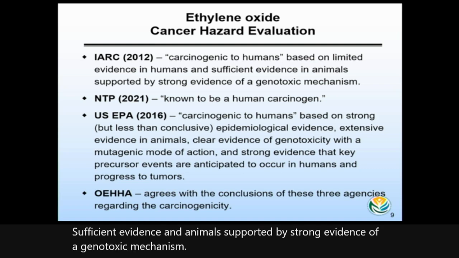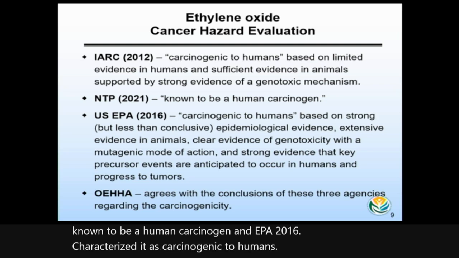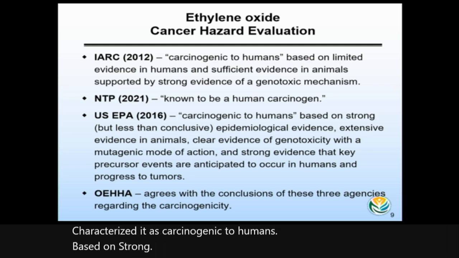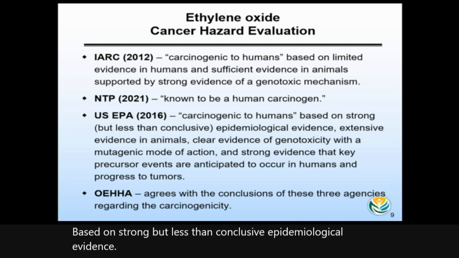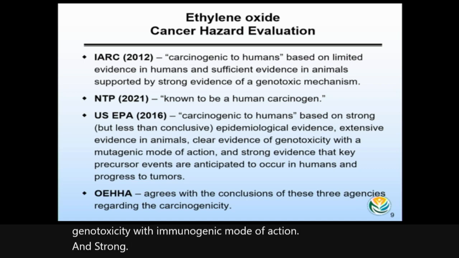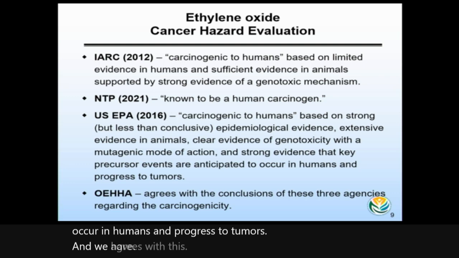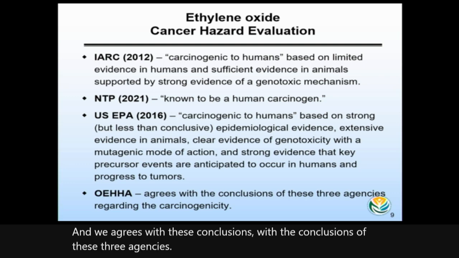And NTP 2021 concluded ethylene oxide is known to be a human carcinogen, and EPA 2016 characterized it as carcinogenic to humans based on strong but less than conclusive epidemiological evidence, extensive evidence in animals, clear evidence of genotoxicity with a mutagenic mode of action, and strong evidence that key precursor events are anticipated to occur in humans and progress to tumors. And OEHHA agrees with the conclusions of these 3 agencies regarding the carcinogenicity as indicated in the draft.